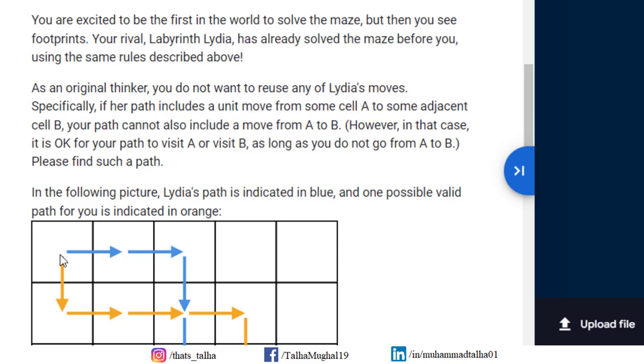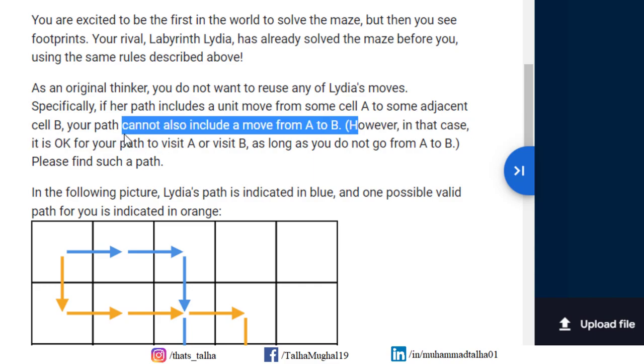So for example, if this cell right here was the A cell and this was the B cell, and our enemy moved from this cell to its adjacent cell on the right hand side, which is B, then we cannot follow this path. We cannot go from this cell to this cell. We have to go to some other possibility, which in this case will only be in the south direction below here. Okay, so we cannot follow the path or the moves of our opponent.